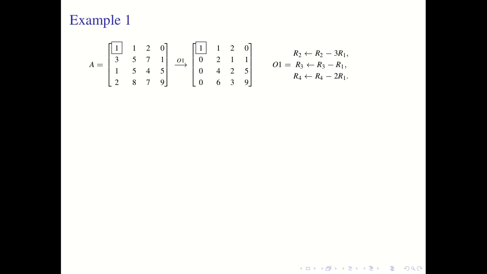O1 is the set of elementary row operations: R2 is mapped to R2 minus 3R1, R3 is mapped to R3 minus R1, and R4 is mapped to R4 minus 2R1. This makes all the other three entries in that pivotal column 0. Now we restrict our attention to the submatrix with rows 2, 1, 1, 4, 2, 5, 6, 3, 9. In that, let's mark the first non-zero entry, that is 2.